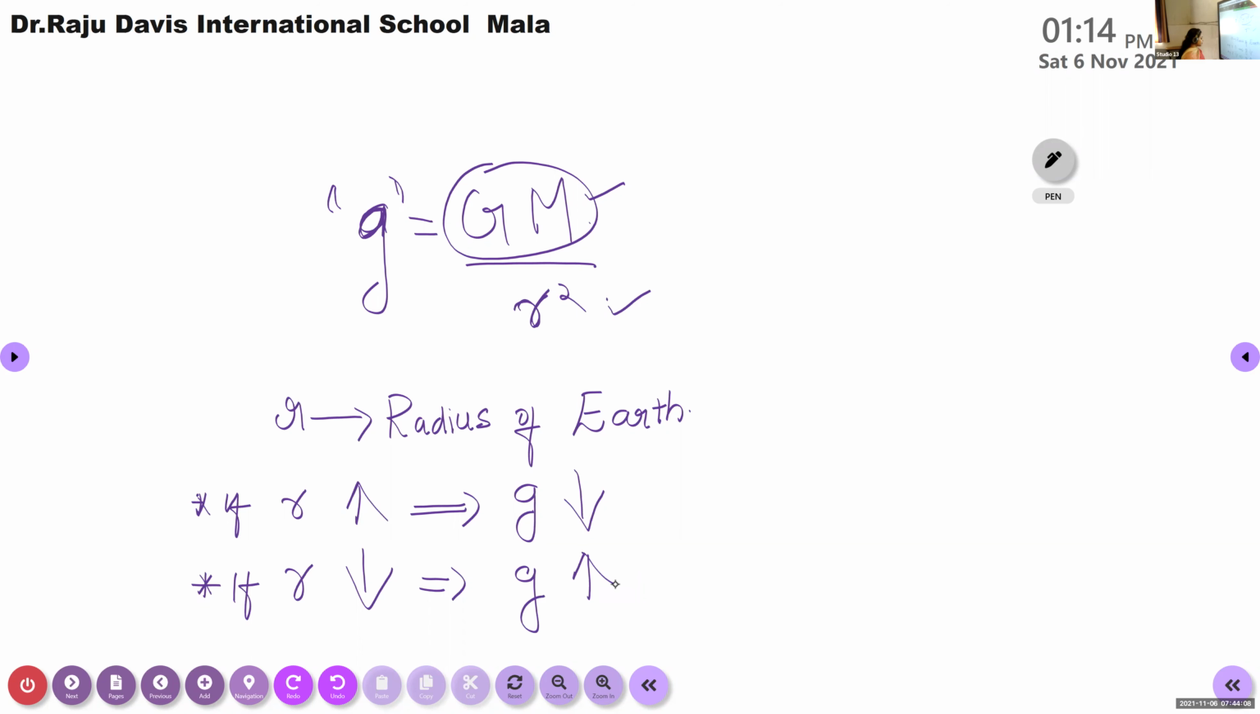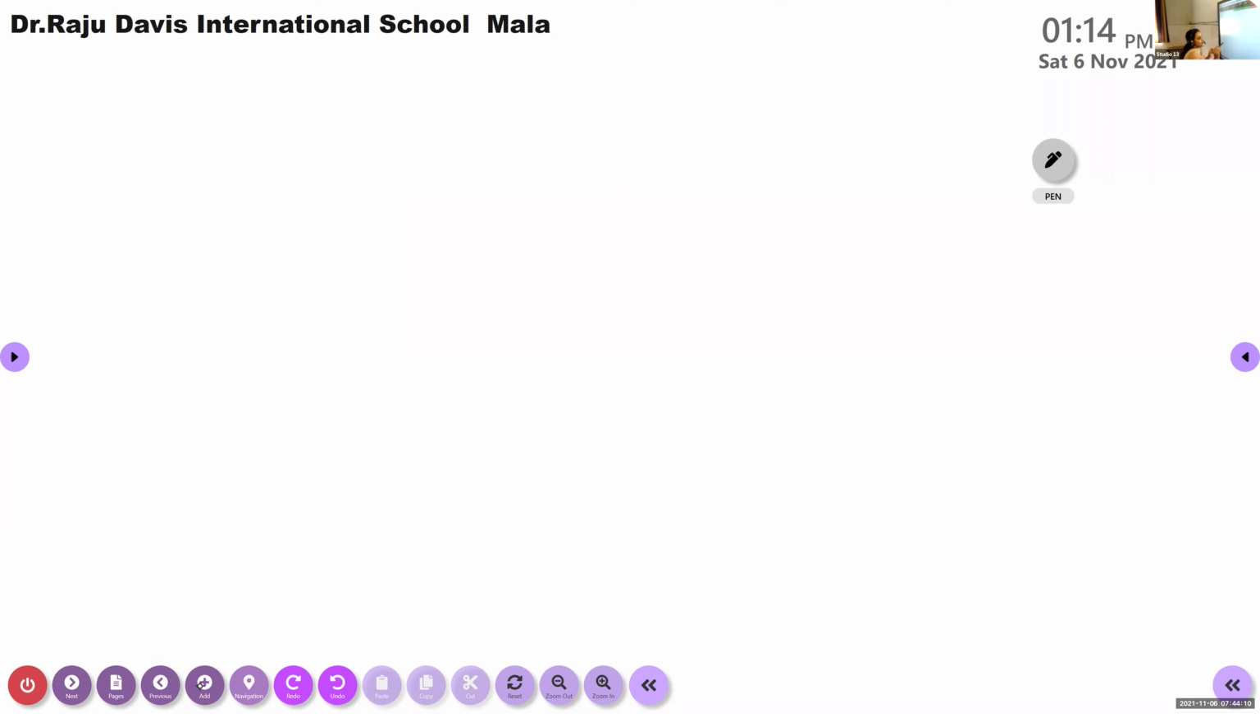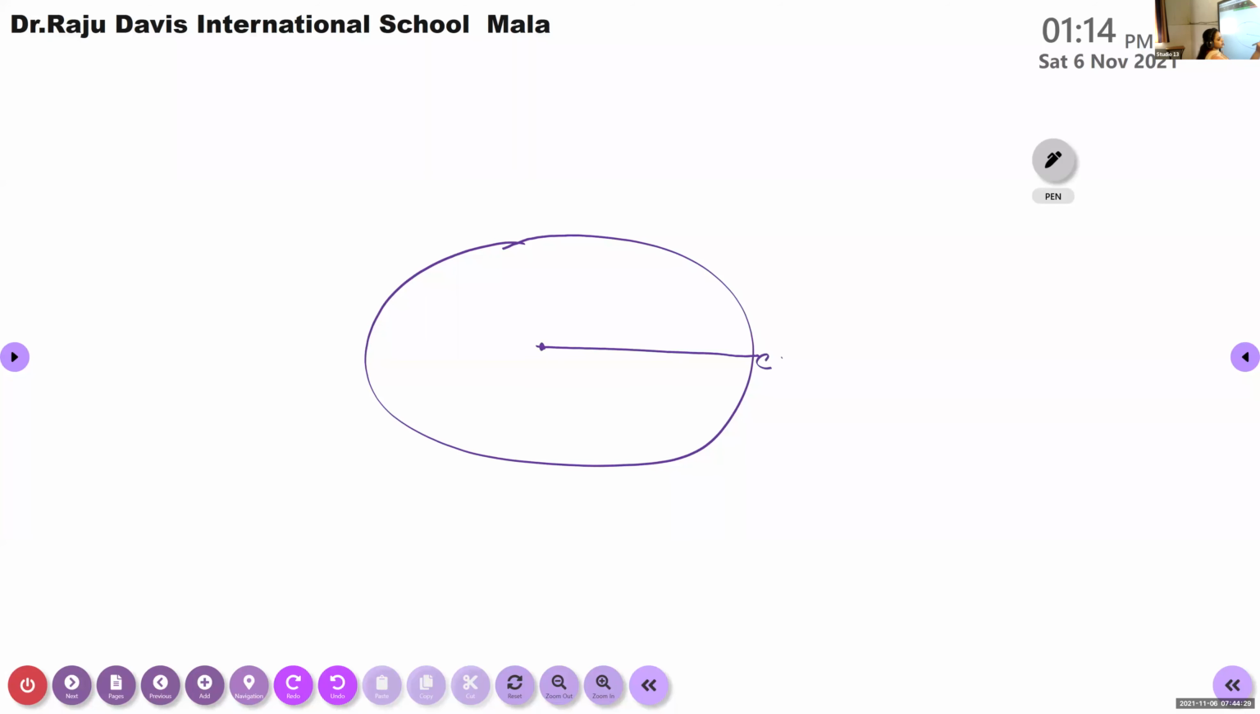Now we can check how the value of acceleration due to gravity varies depending upon the radius of the earth. Theoretically we consider earth as a sphere, but practically earth is not a sphere. It is some kind of flattened shape. The radius of the earth is greater towards the equator. This is the equator region. Here we have the poles.